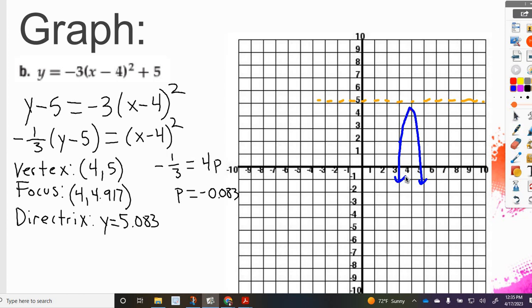And that's right. Questions on that? It's going to be similar if we open left and right. It's just your focus is going to end up being either to the left or to the right. And then that's where you would draw your opening for your parabola.